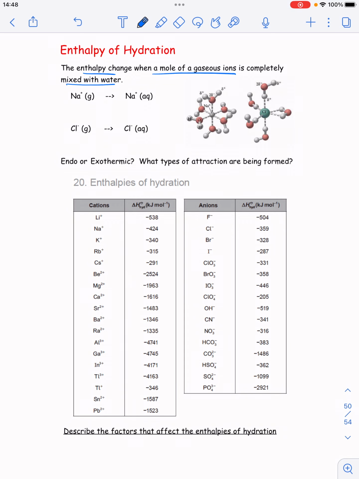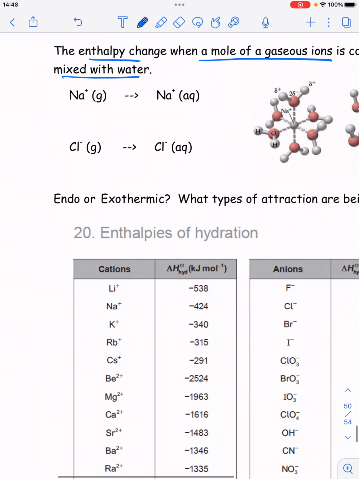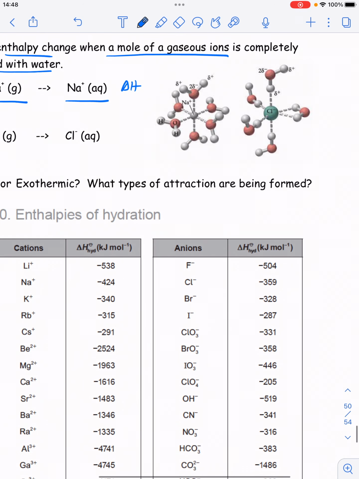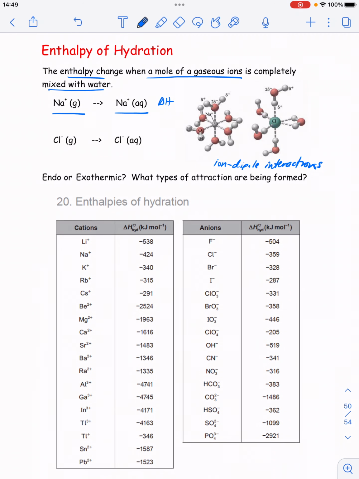So, represented in an equation, it is the enthalpy change, the delta H, when ions, like sodium ions here in the gas phase, become sodium ions in the aqueous phase. So when they're fully dissolved in water, when water and ions interact, they have ion dipole interactions. So it's a type of attraction that's being formed.